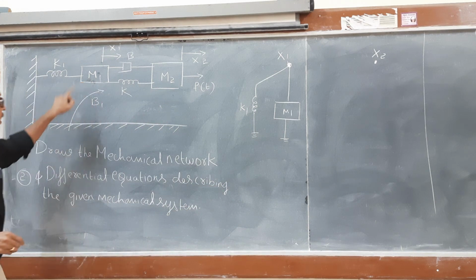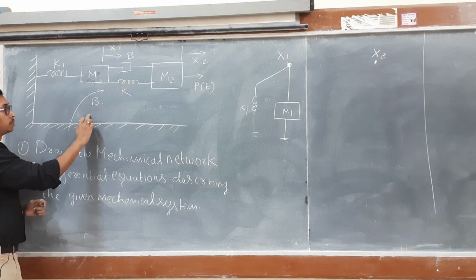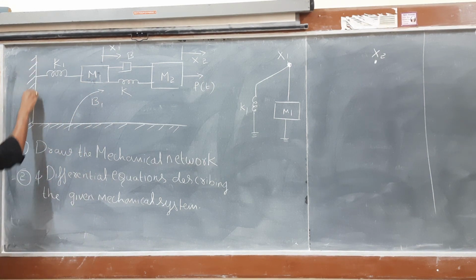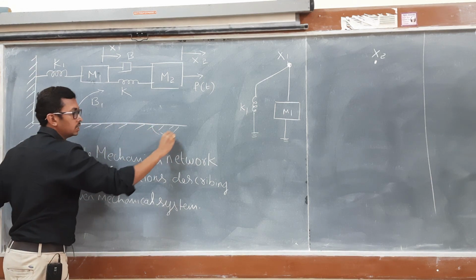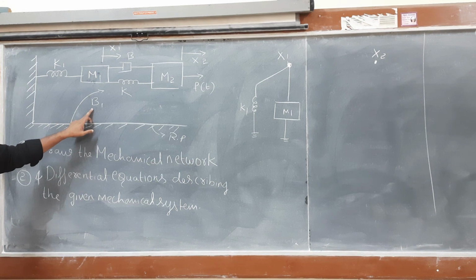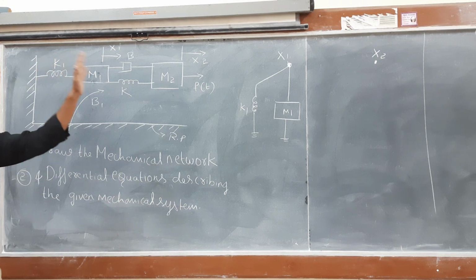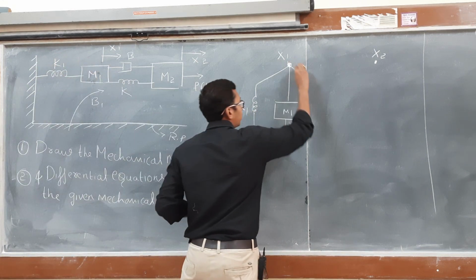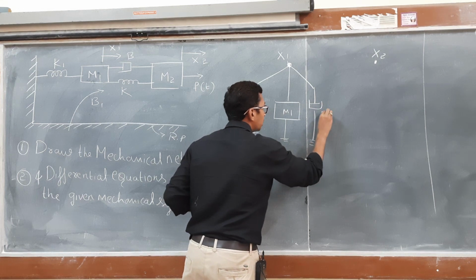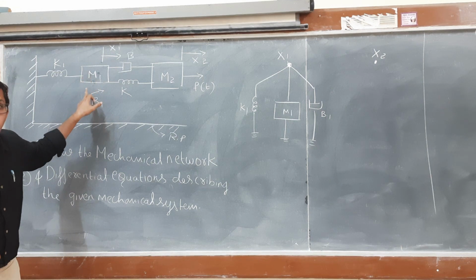Got this one? Next, there is a friction. This B1 represents friction between the mass M1 and the reference plane. This dashed line is called the reference plane. So B1 represents the friction between M1 and the reference plane. That can be represented on a mechanical network like this. So this is B1. These are the things which may be connected to node 1.